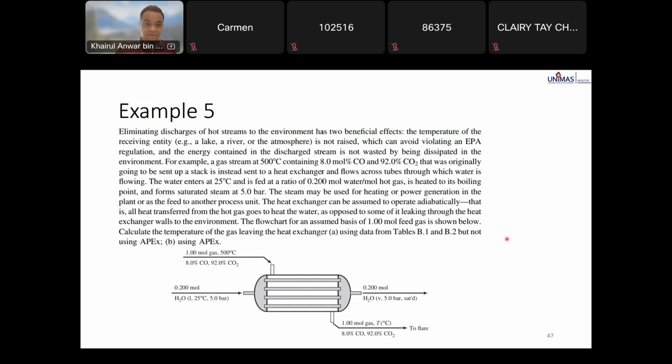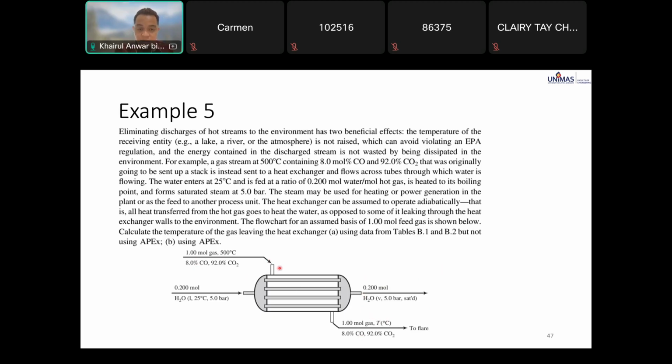Example 5. It's a long problem. What does it want? Calculate the temperature of the gas leaving the exchanger using data from tables B1 and B2, but not using Apex. The temperature leaving the heat exchanger. Okay, here.